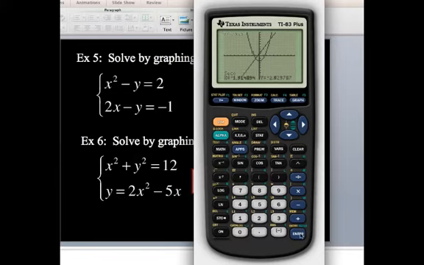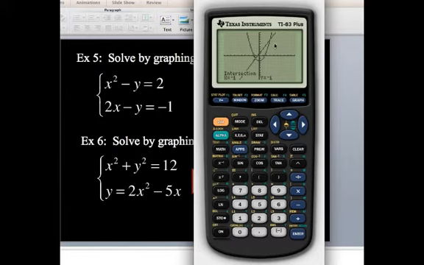We hit enter. It goes down to the second curve. We hit enter again. It asks us if we want to guess, and we don't want to guess, so we just hit enter a third time, and notice that it will find this intersection. And so one of our values for intersection is -1, -1. So one solution is when x is -1 and y is -1.